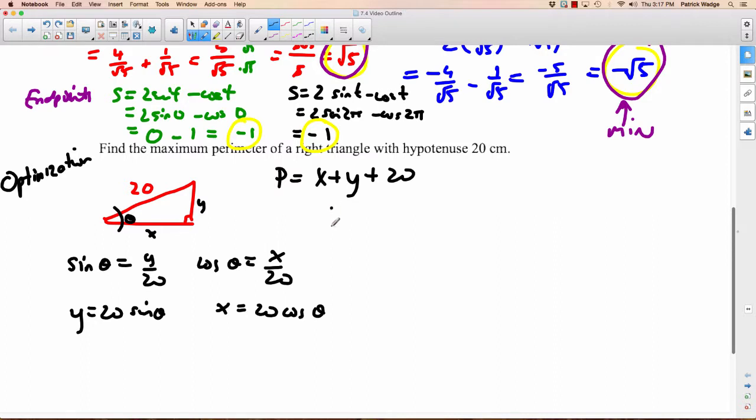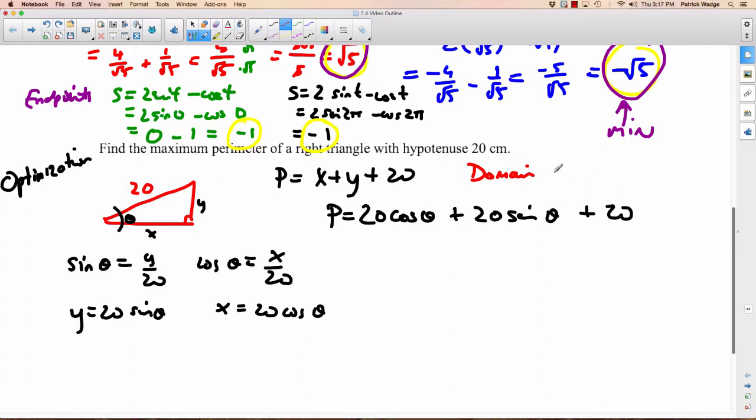So we end up with p equals x, which is 20 cosine theta, plus y, which is 20 sine theta, plus 20. The other thing we want to do before we take the derivative is look at the domain. How small and how big could these angles be? Well, we're talking about a triangle. The smallest an angle can be in a triangle is just a little bit more than 0. So theta has to be more than 0.